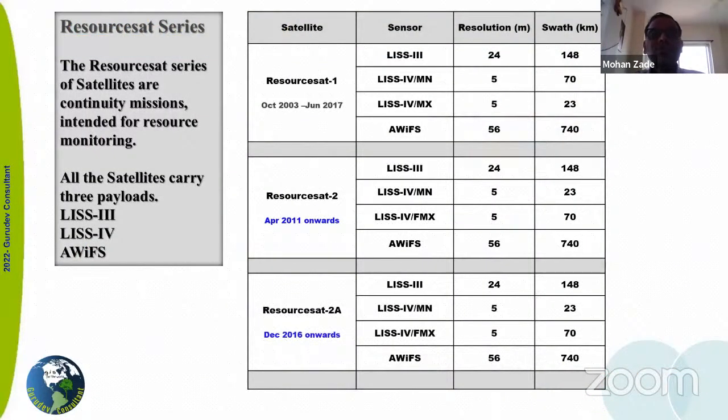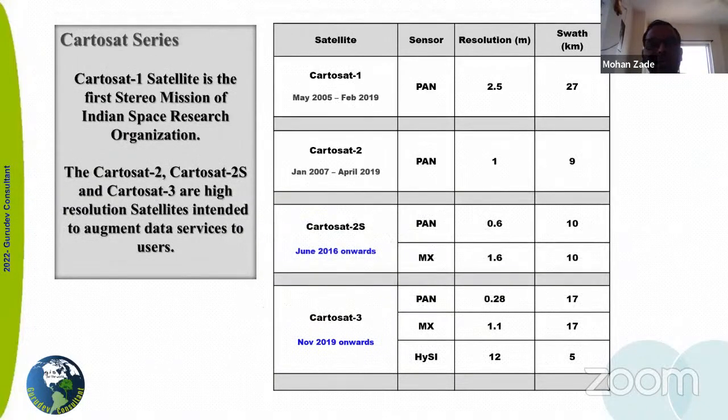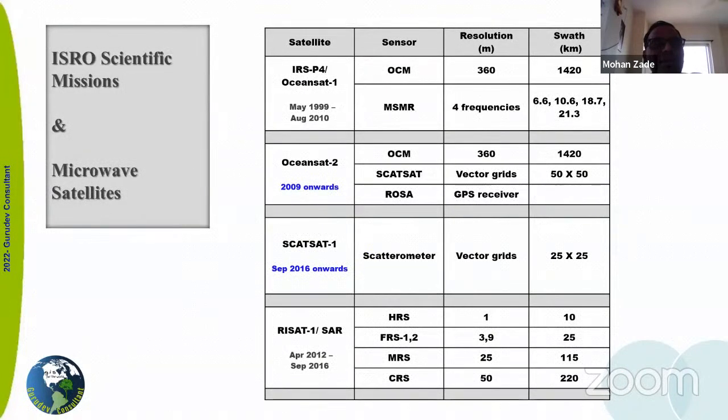These are some of the Resourcesat-1 and 2 satellites. These satellites are now available and the data is also available. This is Cartosat data: Cartosat satellites 1, 2, 2S and 3. Then the availability of data that can be used. And these are the microwave satellites, RISAT-1 and RISAT-2, that were recently flown.